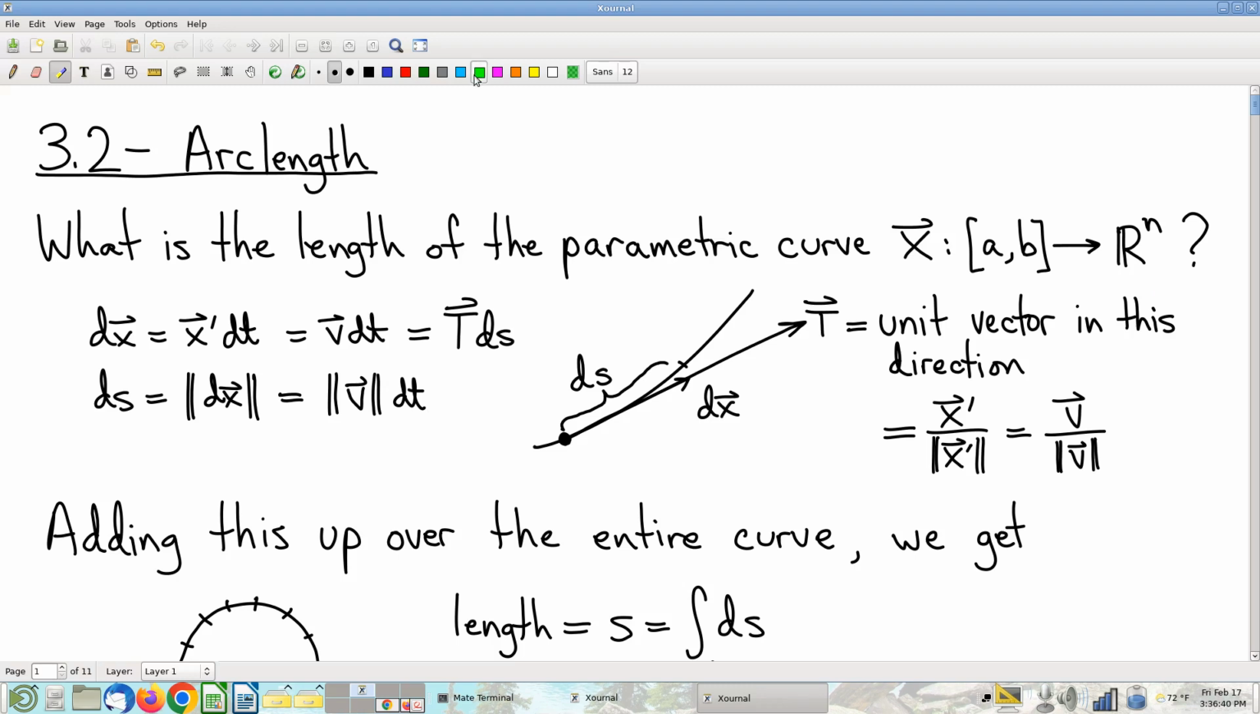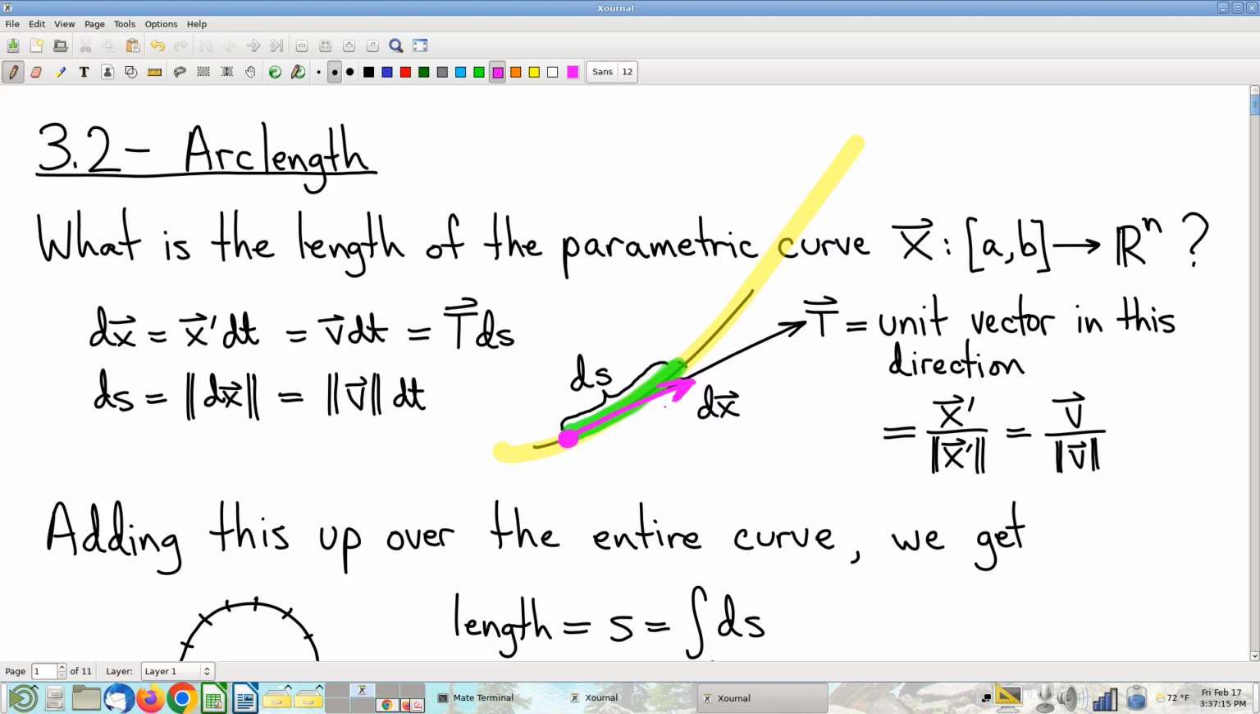Okay, so looking at a parametric curve, maybe we have some big, long parametric curve like that. We're going to look first at just a little piece of it, a little differential piece of that parametric curve. I want to, first on that little piece, talk about this vector. And I'm going to call it dx. And this is my differential approximation of my displacement along this little piece of curve.